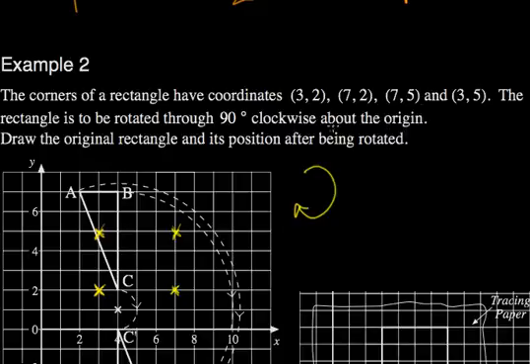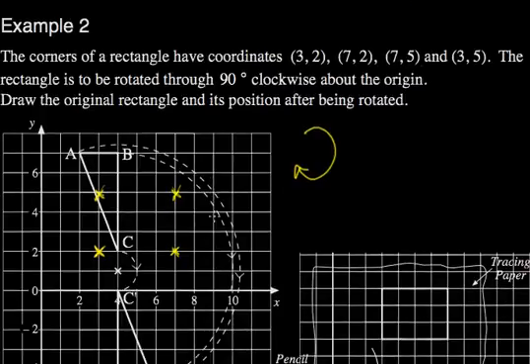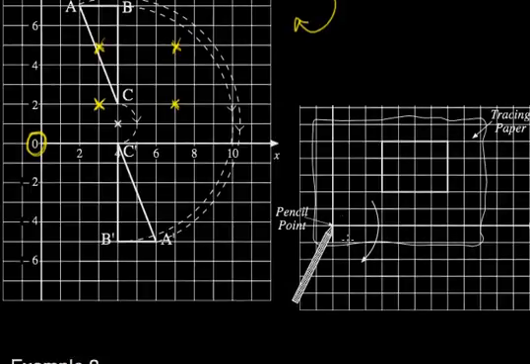About the origin, which means I have to look at where the origin is, and I would spin it around that point. So if I scroll down a little bit, you can see that the origin is this point here. The easiest way to do this is with tracing paper, but you could also just do it by eye. If you did it by tracing paper, there's a small diagram here to explain how you do it.